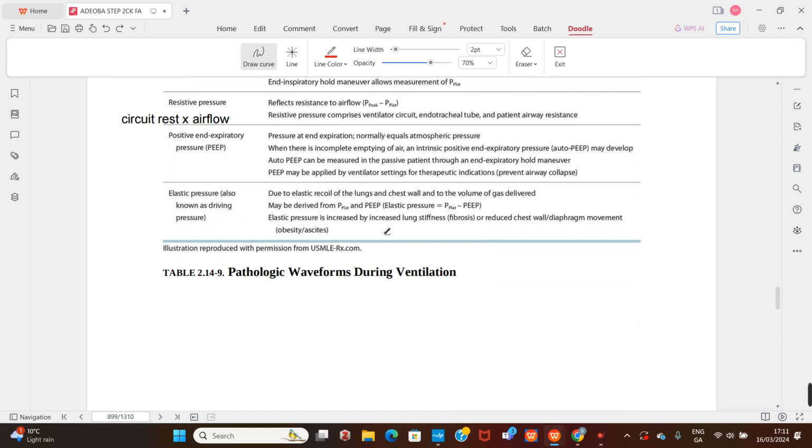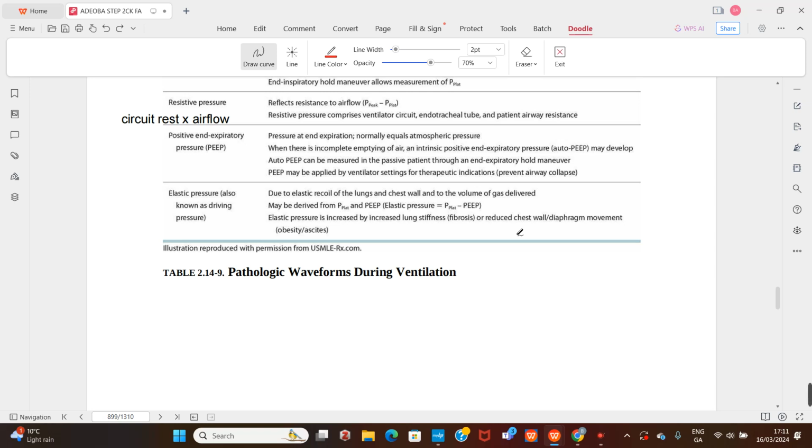So elastic pressure is increased in increased lung stiffness. Of course, restrictive lung disease, pulmonary fibrosis. The lung is stiff. Elastic recoil is high. Elastic pressure is high. Plateau pressure is high, but compliance is low.